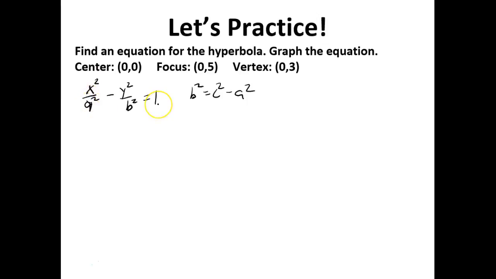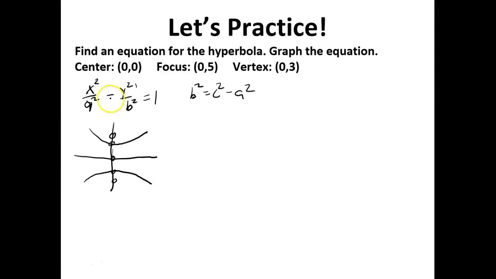Let's see if this is the one we need to use. Here we have some of the information about this hyperbola. So the center is at 0, 0. Focus is 0, 5. Vertex is at 0, 3. So we're going to have those same points except reflected. This is the vertex here. So it's going to look something like this.